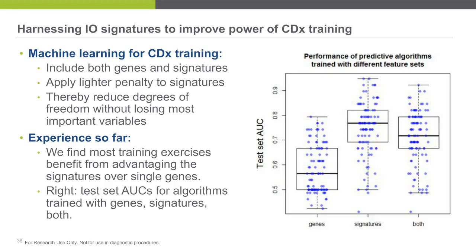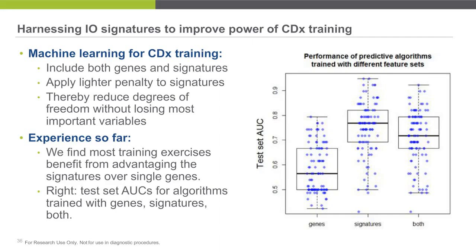I took the same data set and I split it into 100 training and test sets. In each training set, I trained a predictor of response, either using only genes or only signature scores or both. And then I tested that signature's predictiveness in the data I had left out. So we've got 100 different attempts to train a signature and then independently validate it. What I'm plotting here is the test set area under the ROC curve of each of those 100 or 300 trained signatures.